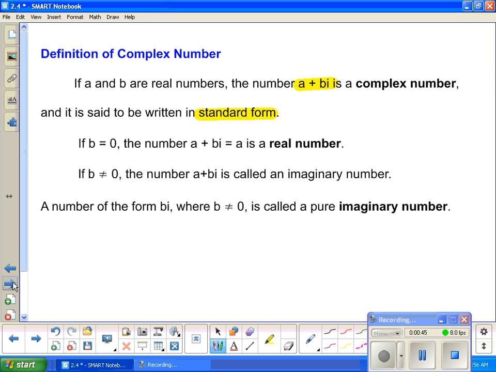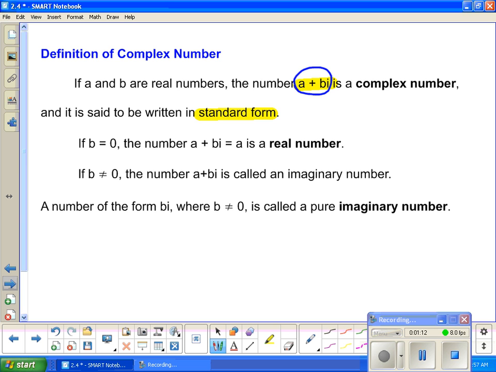Definition of a complex number. If a and b are real numbers, the number a plus bi is a complex number and is said to be written in standard form. It's a complex number because a is a real number and i is an imaginary number. So putting in a real plus an imaginary makes it a complex.